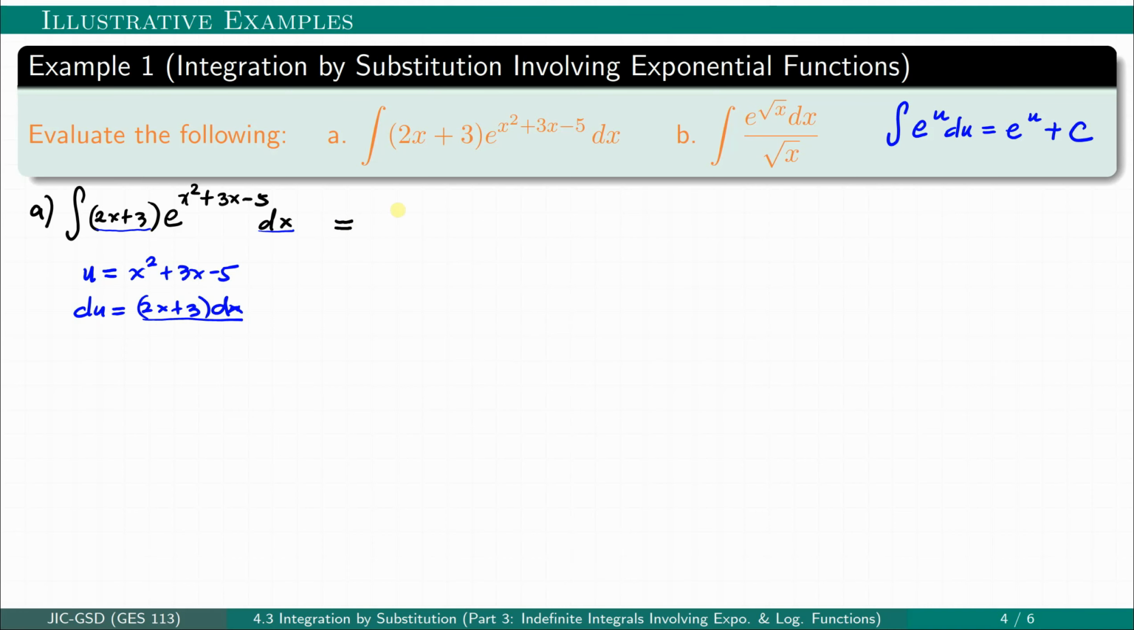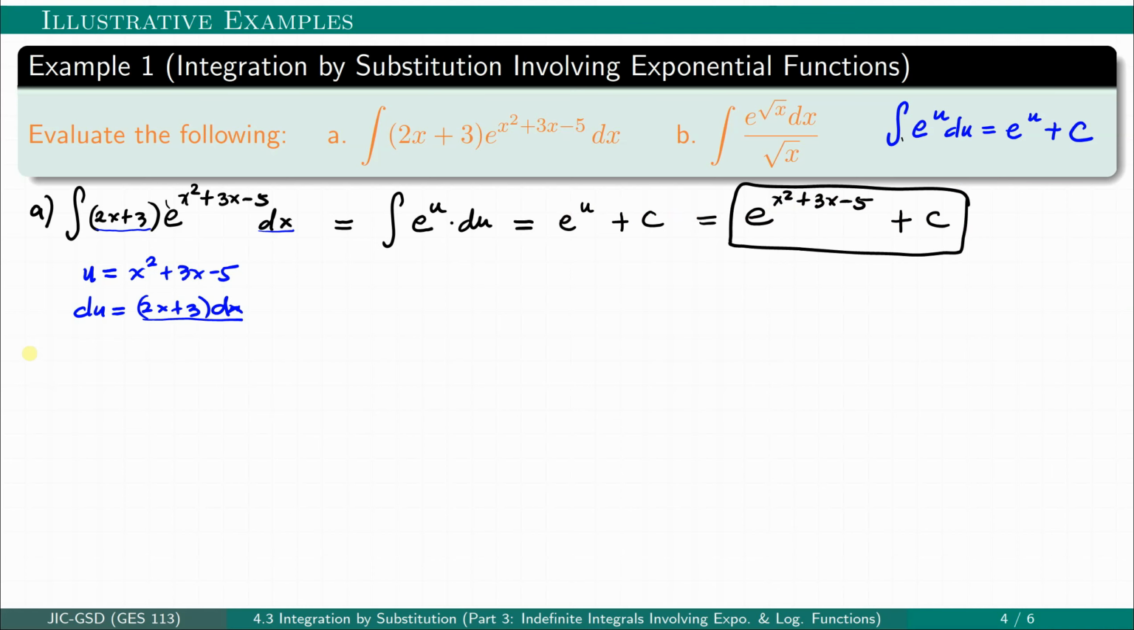Now we can rewrite this integral as the integral of e, that power now becomes u, times 2x plus 3 times dx, which is just actually du. Now this is exactly the same form as our formula. So evaluating this integral, we will have e to the u plus c. After this, we can just replace the u, which is x squared plus 3x minus 5, and attach the c. And that is our answer.